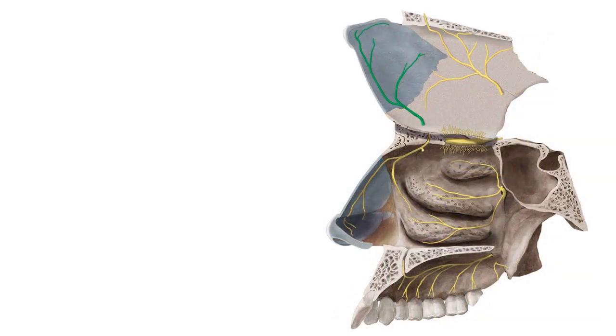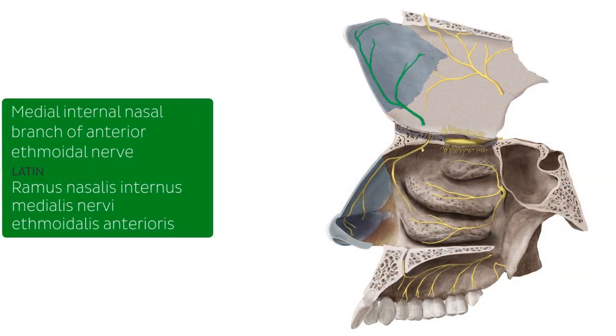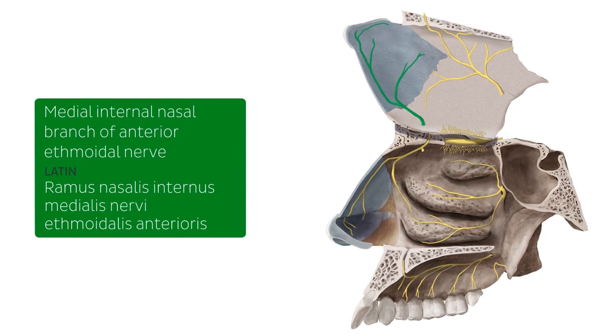There's one more branch of the anterior ethmoidal nerve that I want to talk about, and this nerve is the medial internal nasal branch of the anterior ethmoidal nerve, which is flipped up here on the reflected nasal septum. And as you can see, this branch again is a terminal nerve, and it supplies the medial wall or the nasal septum of the nasal cavity.